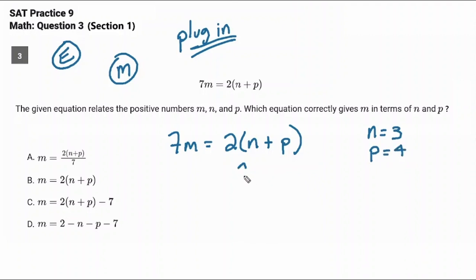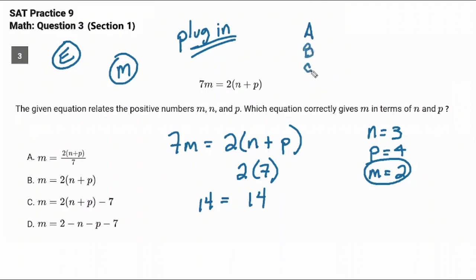So I've got 2 times 7, which is 14. So I'm going to make m equal 2, so that 14 can equal 14. I'm looking for m, so I'm looking for 2. So I'm going to write down the answer choices. I'm going to write them down vertically. You don't have to. And then I'm just going to plug in the numbers I made up.